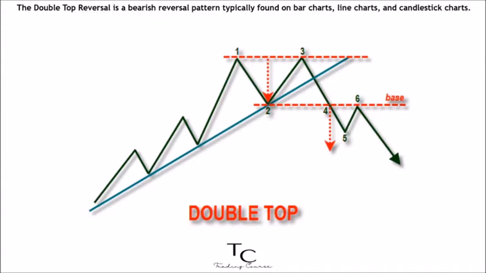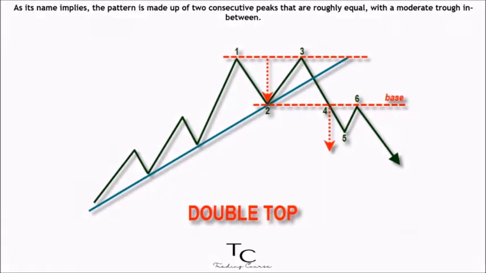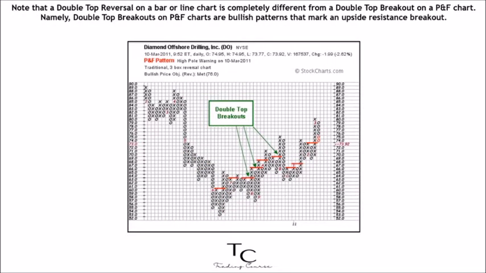The double top reversal is a bearish reversal pattern typically found on bar charts, line charts, and candlestick charts. As its name implies, the pattern is made up of two consecutive peaks that are roughly equal, with a moderate trough in between. Note that a double top reversal on a bar or line chart is completely different from a double top breakout on a P and F chart. Namely, double top breakouts on P and F charts are bullish patterns that mark an upside resistance breakout.